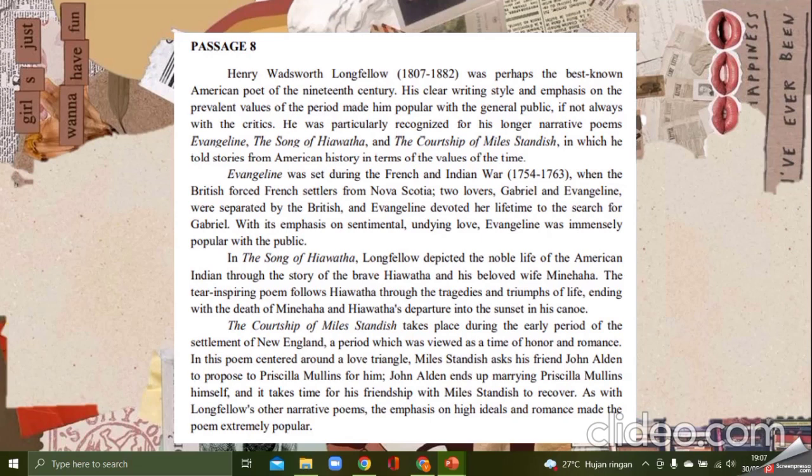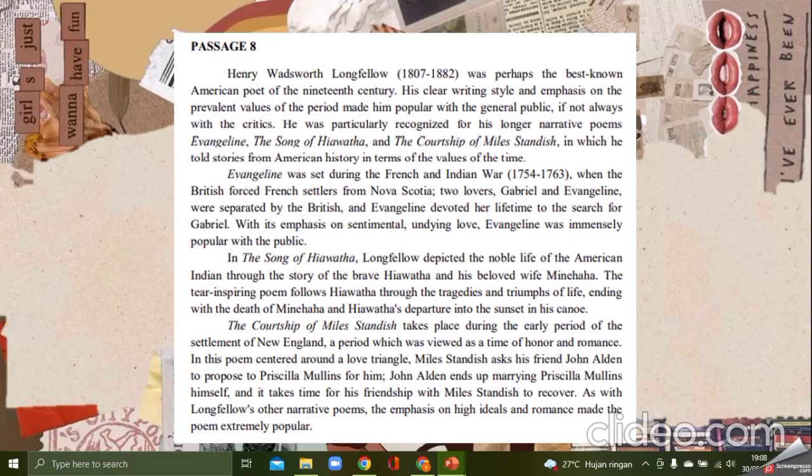Evangeline is set during the French and Indian War, 1754 until 1763, when the British forced French settlers from Nova Scotia. Two lovers, Gabriel and Evangeline, were separated by the British, and Evangeline devoted her lifetime to searching for Gabriel. With its emphasis on sentimental, enduring love, Evangeline was immensely popular with the public.